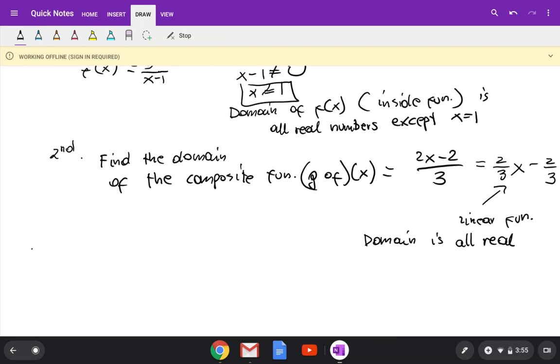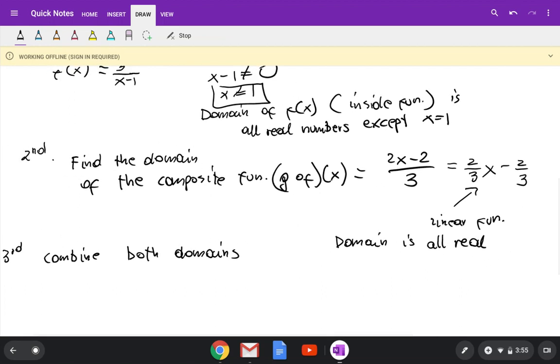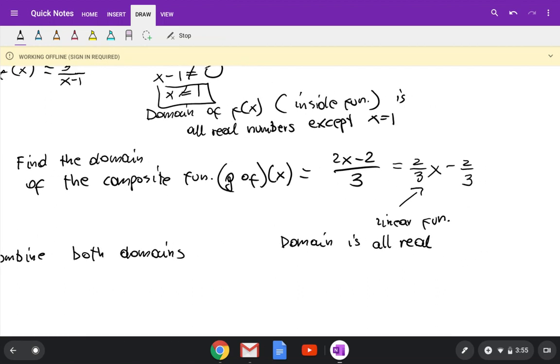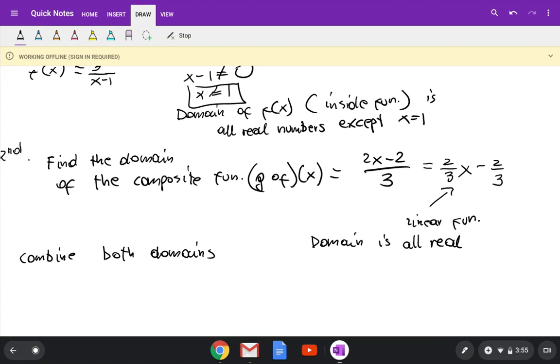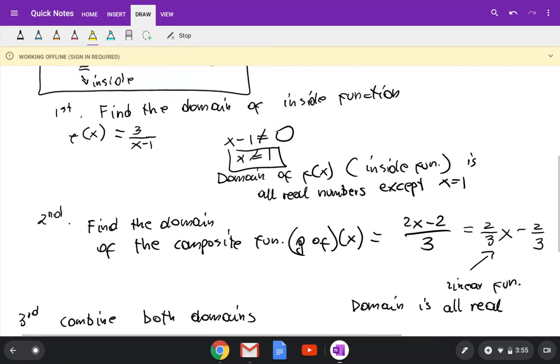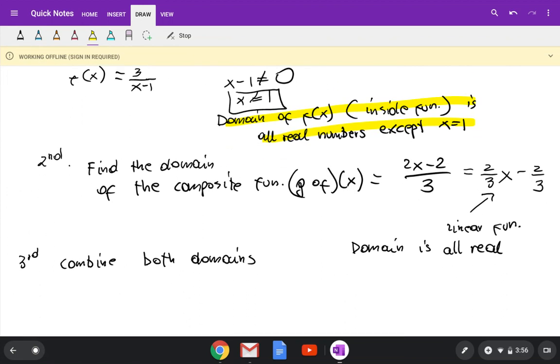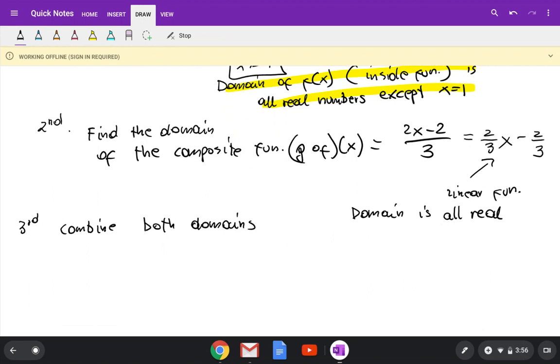So the last part: combine both domains. Since from the second part, the function we just created has a domain of all real numbers, however the domain of the inside function was all real numbers except 1, our final solution will be all real numbers except 1. So the domain is all real numbers except 1.